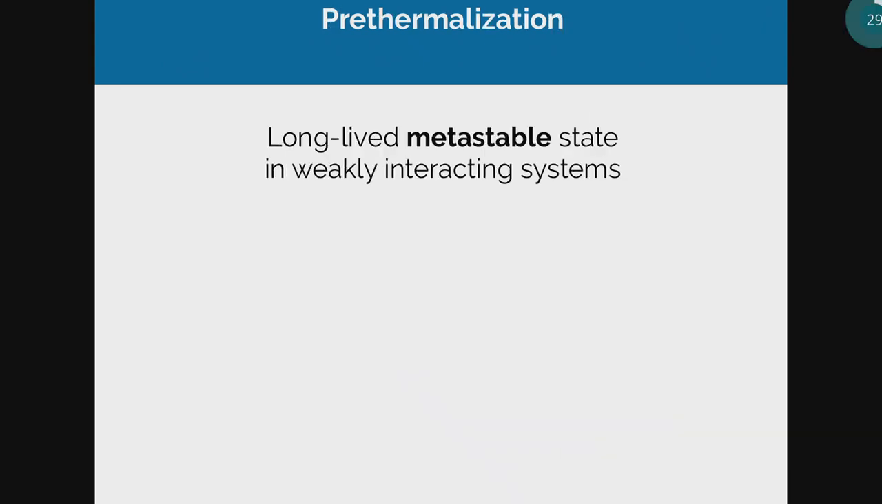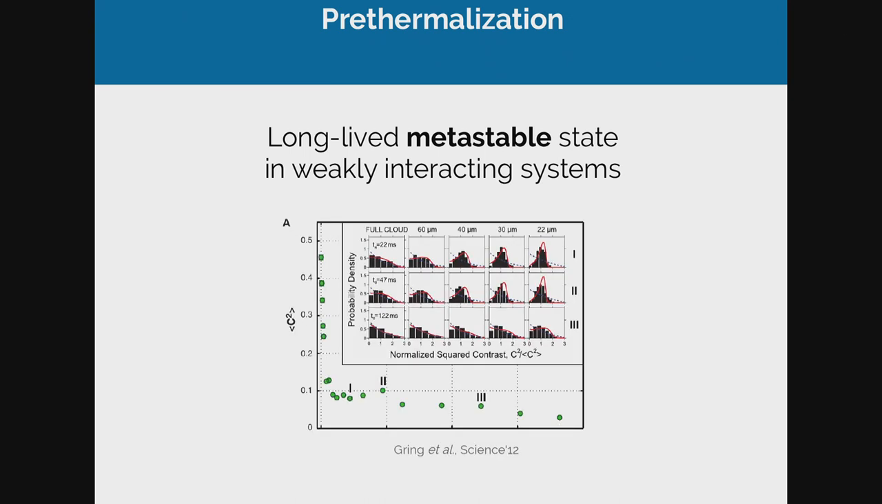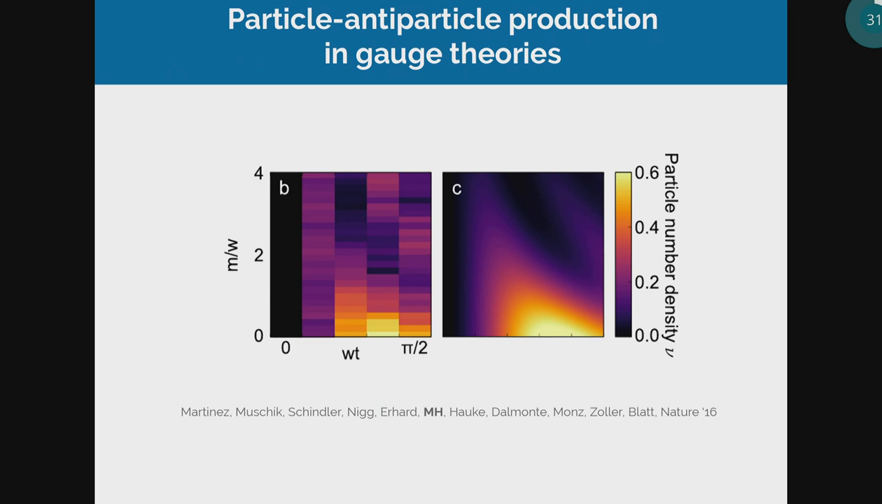But there are also two others that I would like to mention. The other one is so-called pre-thermalization, which is a long-lived metastable state in weakly interacting systems, or another generic inherent dynamical phenomenon of particle-antiparticle production in gauge theories, which has been realized in trapped ion systems. So all of these examples are supposed to show you that from the experimental side, there is a lot of things that you can nowadays do and which motivate for us to study non-equilibrium quantum real-time dynamics.